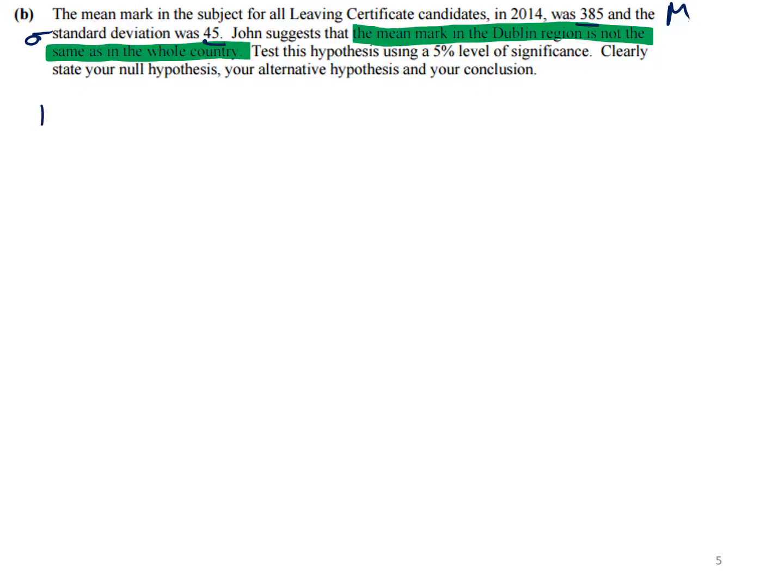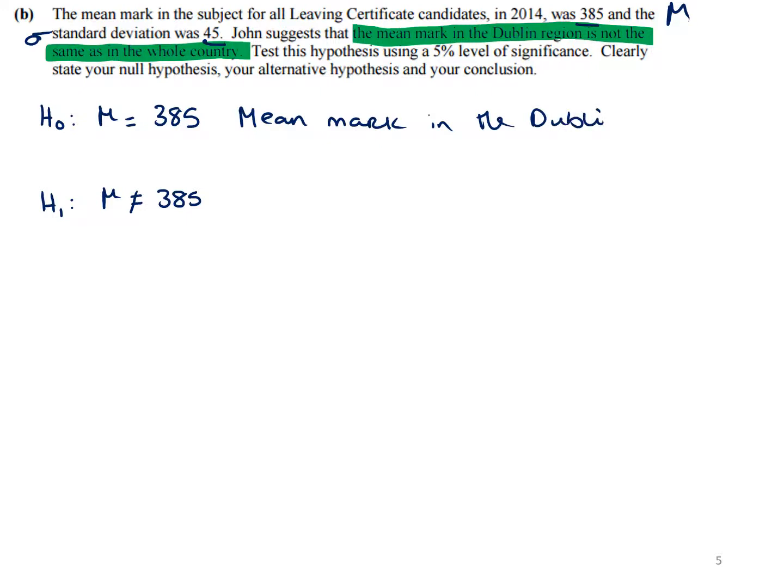Our first step is to state the null hypothesis, H0, which is mu equals, and our alternative hypothesis, H1, which is mu does not equal. The question says 385, so that's what we put in both places. So the mean mark in the Dublin region is the same as the whole country.